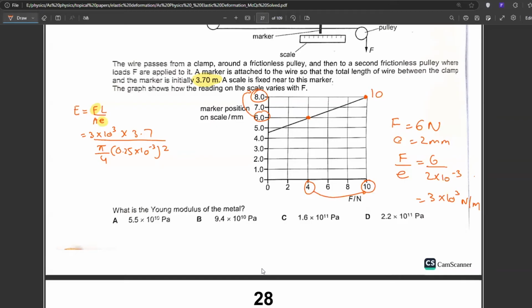3 into 10 raised to the power of 3 into 3.7 divided by pi over 4 into what? Into 0.25 into 10 raised to the power of minus 3 whole square. Your Young's modulus comes out to be 2.26 into 10 raised to the power of 11. The answer for 27 should be D, and in the marking scheme as well it is D.